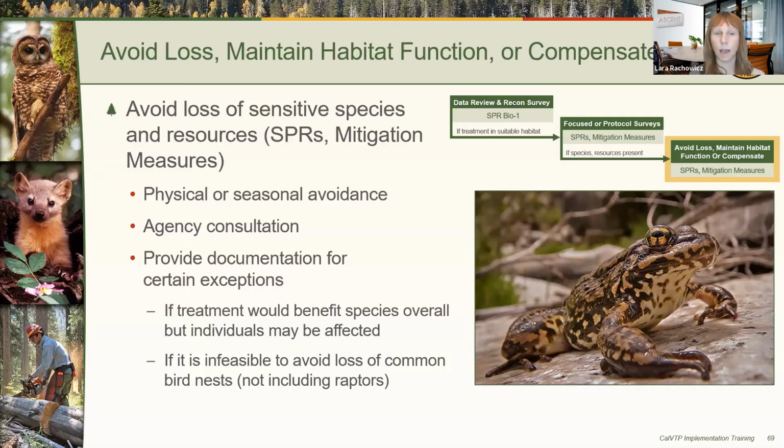The measures also allow for certain documented exceptions to avoidance. For example, mitigation measure Bio 1A and Bio 1B allow treatment that would benefit a special status plant species overall, even if individuals may be affected. Another example is SPR Bio 12, where exceptions are provided if it is not feasible to avoid loss of common bird nests while still meeting CalVTP program objectives. Next slide, please.